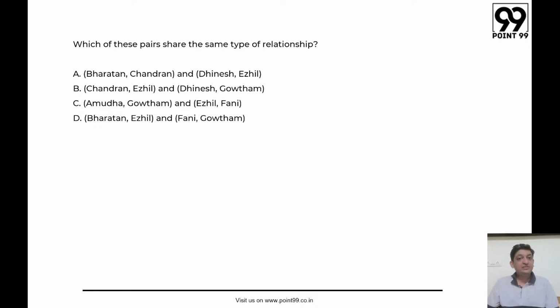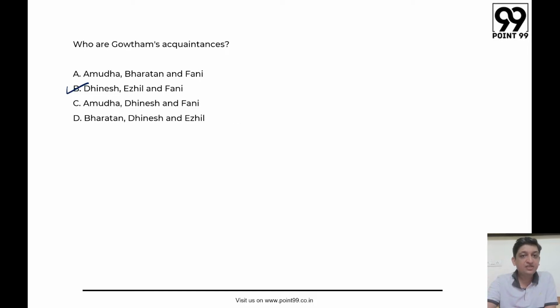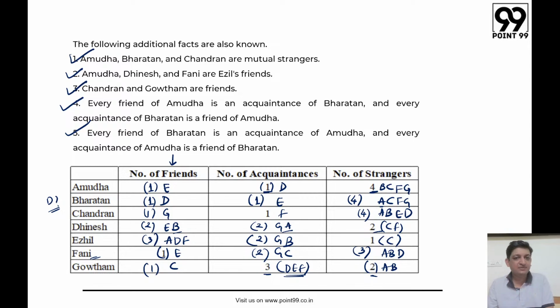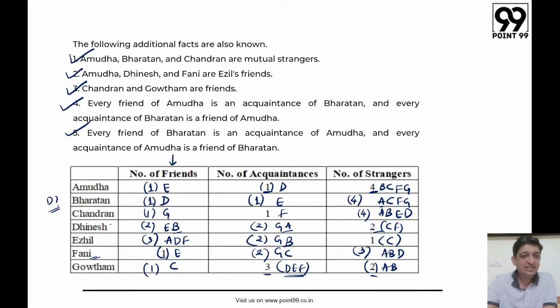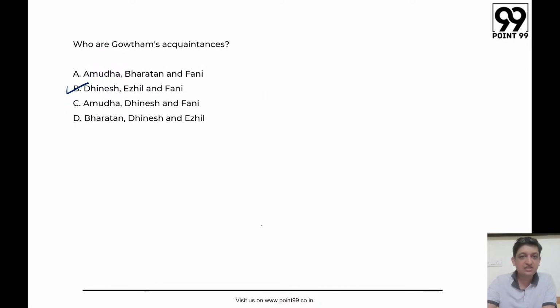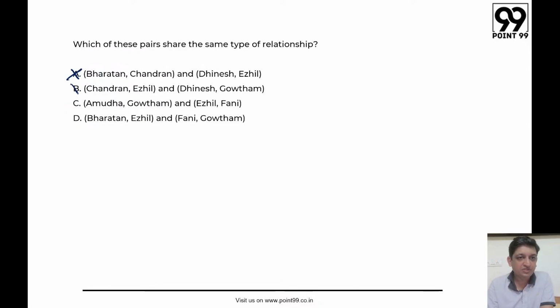Second में, which of these pairs share the same type of relationship? B, C, and D, E. So B, C, and D अपने को सिर्फ इसमें देखना है. So B and C are strangers in this one, and D and E are friends. So first option is definitely not the same kind of relationship. C, E, and D, G. C, E, and D, G अगर देखेंगे तो C and E are strangers, and D and G are acquaintances. C, E, and D, G not possible.